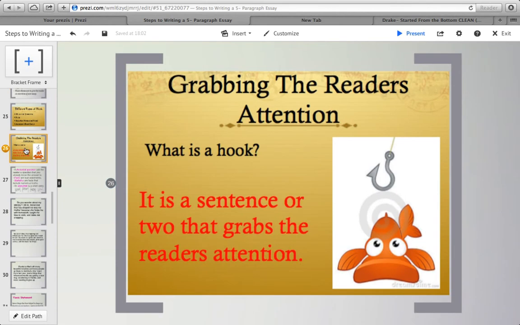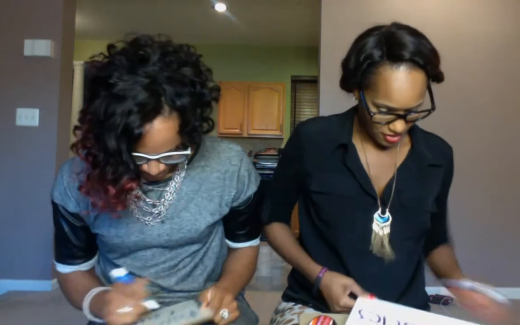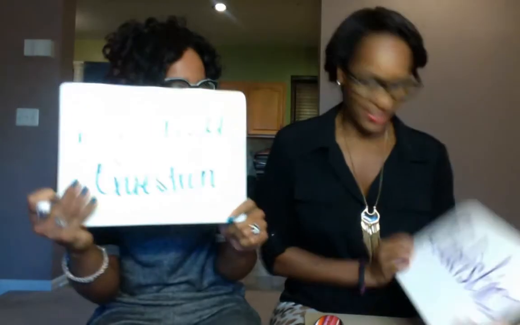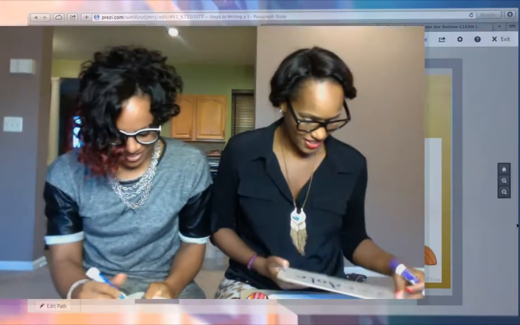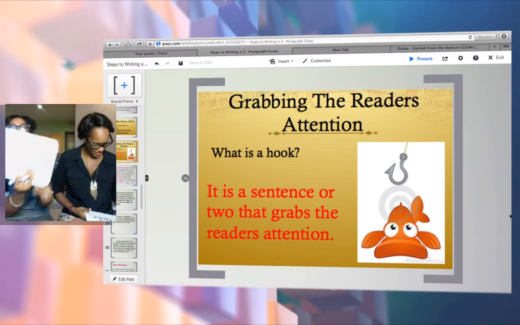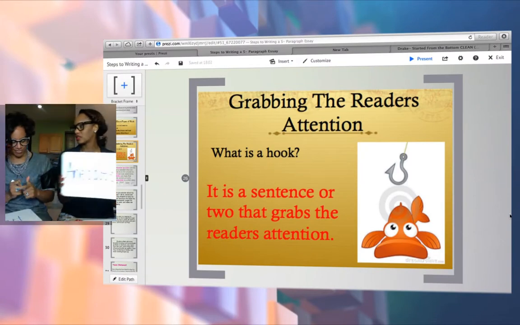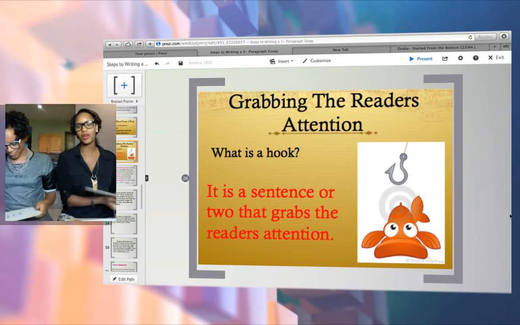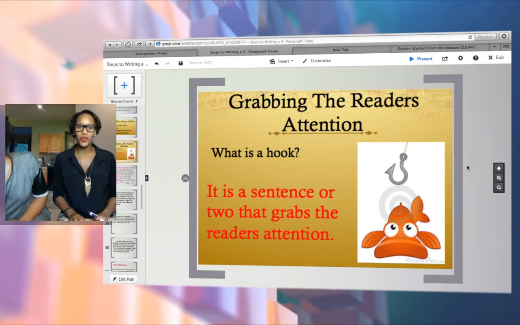Looking at the actual hook, I wonder how many of them remember what the 4 types of hooks are that we reviewed. I wonder if we remember. Let's race. I got one. Statistic. Mine's rhetorical. I'm short. Anecdote. We tied. Whatever. Anyway, guys, we said the 4.